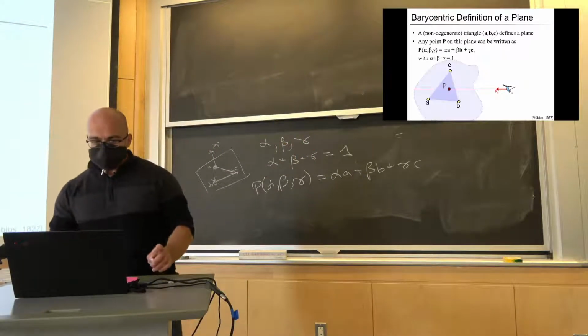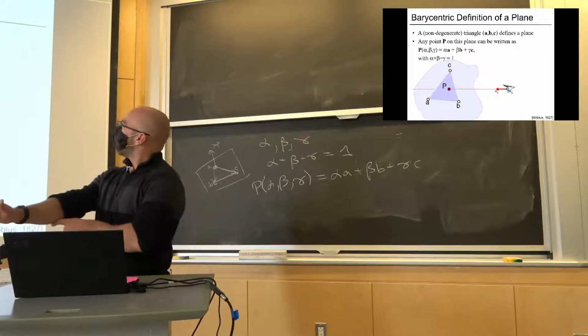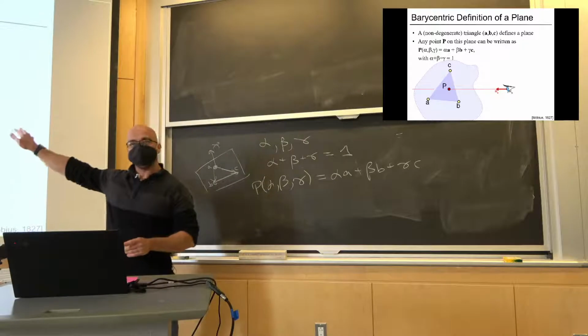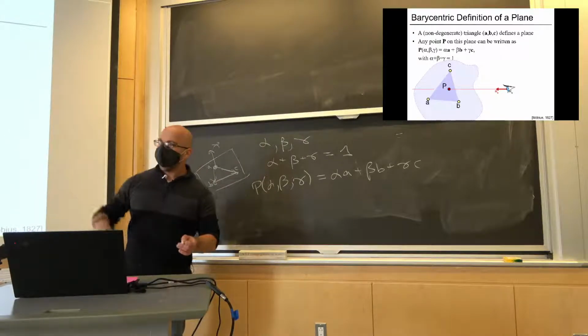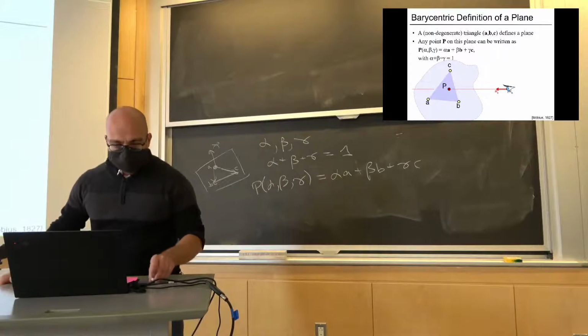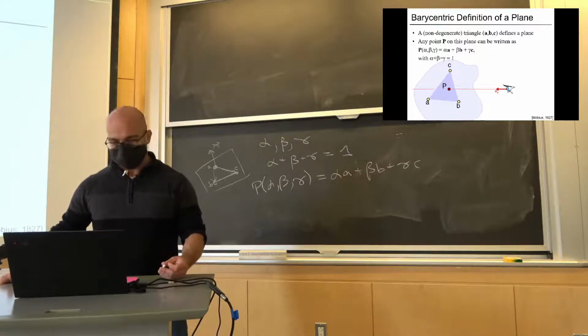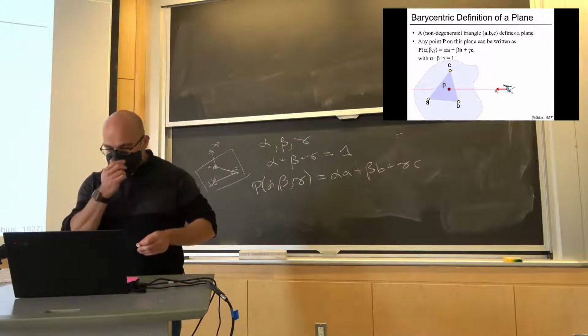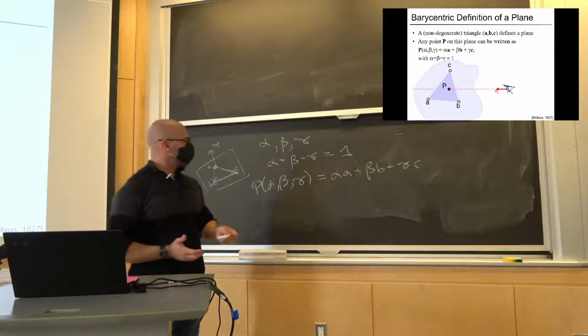OK, so that actually leads to this sort of barycentric definition of the plane, which is that if I have a non-degenerate triangle, obviously if A, B, and C are all along a line, this is not a great definition, then I can get any point on the plane as alpha times A plus beta times B plus gamma times C. Now, maybe you don't believe me, so let's make sure that that's actually the case.